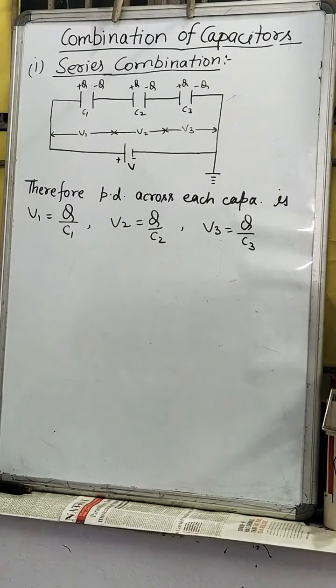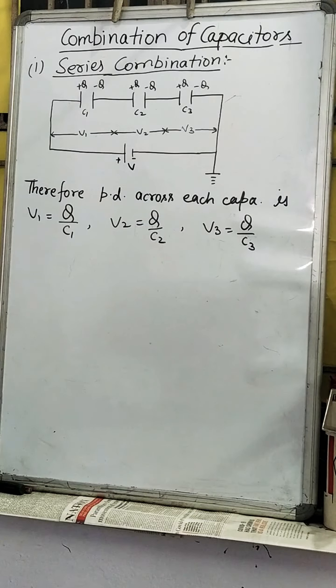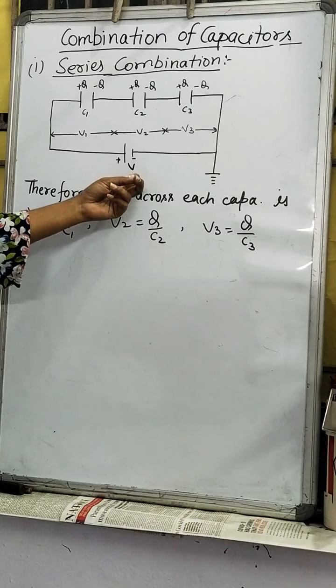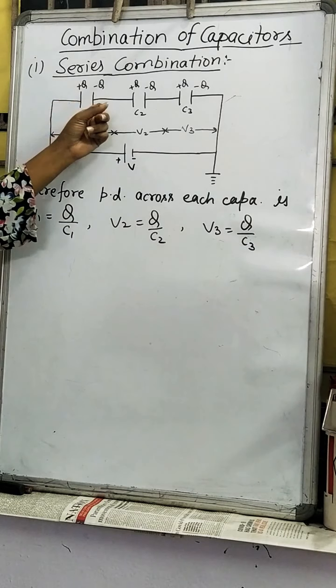Here we have the diagram of the series combination. When the first plate of the first capacitor and the second plate of the last capacitor are connected to the terminals of the battery and all other plates are interconnected to each other, then this combination is called series combination. Consider three capacitors having capacitances C1, C2 and C3 connected in series across a battery of potential difference V. Let Q be the charge, plus Q on one plate and minus Q on the other.